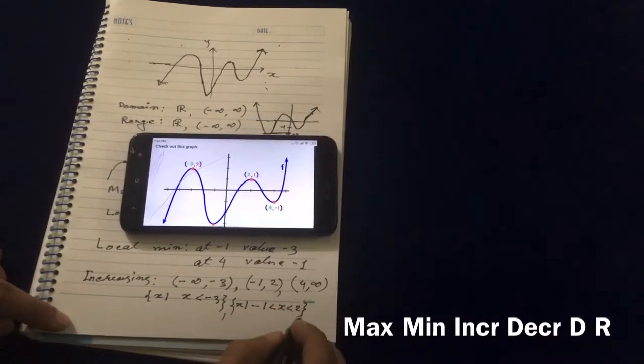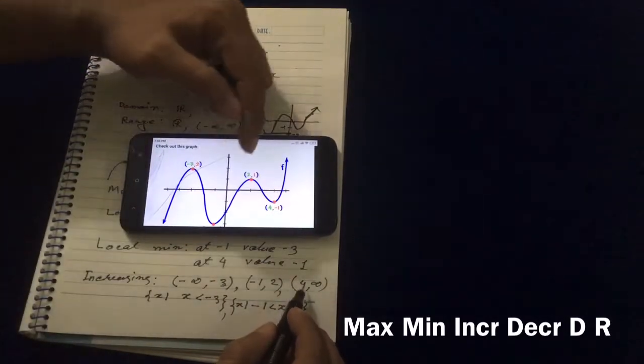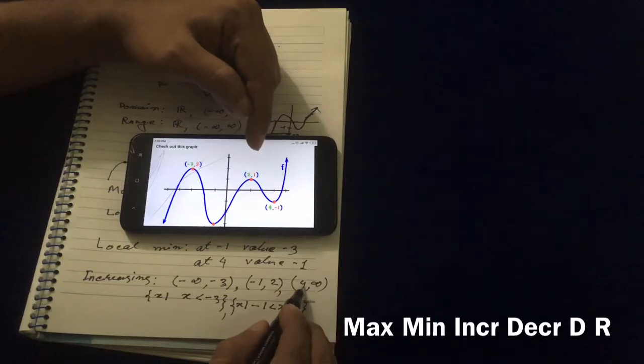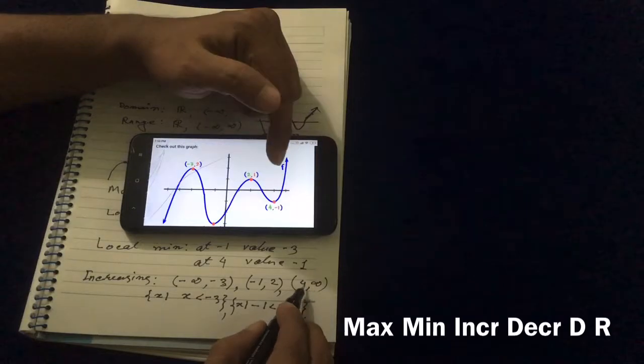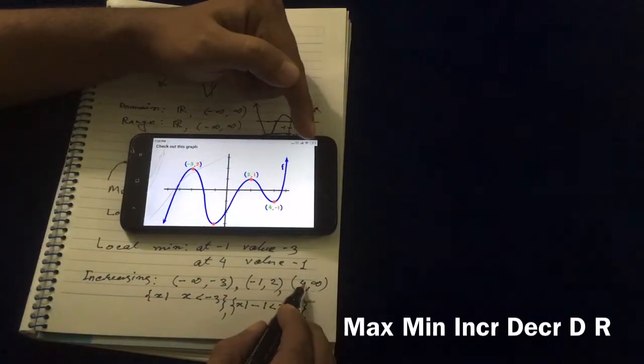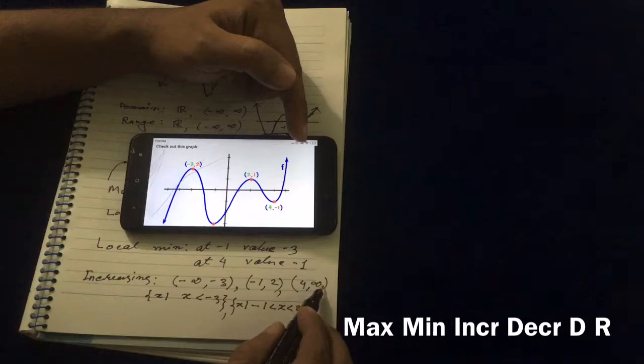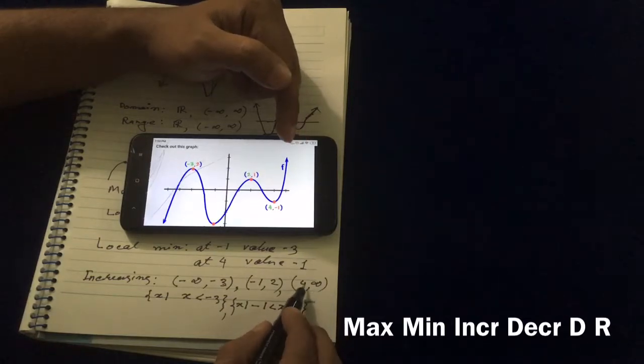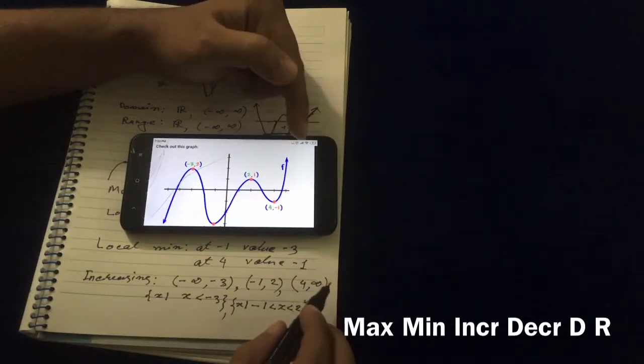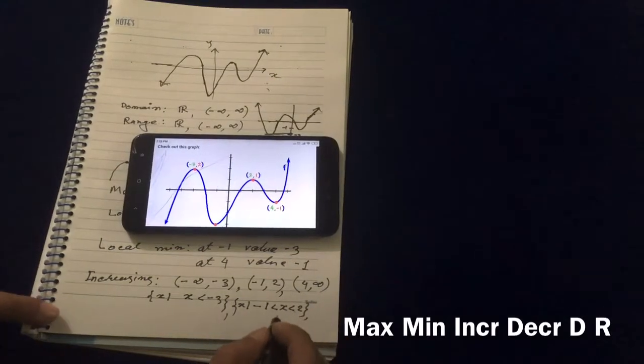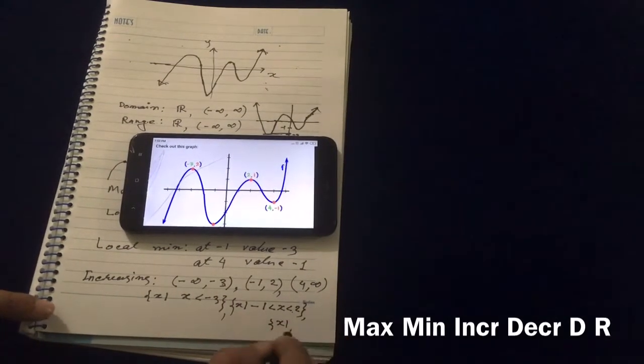Okay, the last one. 4 to infinity means what? 4 to infinity means 4, 5, 6, 7, 8, 9, like this. That means any value which is more than 4. Does it make sense? So let's write it here this way. If x is greater than 4, then this is increasing.